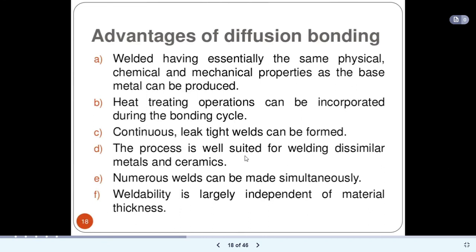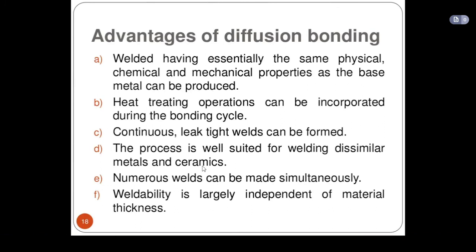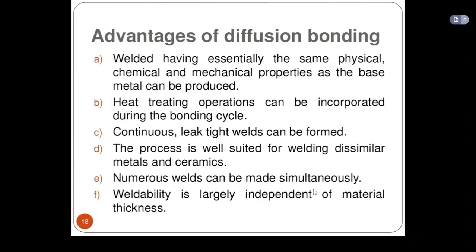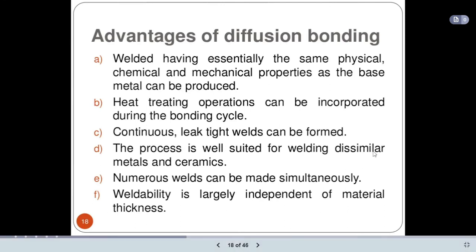The process is well suited for welding dissimilar metals and ceramics. Means as we discussed, we can use this process for dissimilar metals and similar metals also, but it is well suited for dissimilar metals and ceramics. Numerous welds can be made simultaneously. Means the number of welds we can make simultaneously as per our requirement. Okay, means at a time we can make 2 or 3 welds at a time. More than one weld can be easily obtained in diffusion welding.